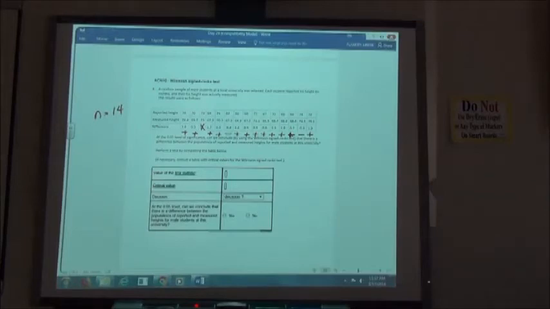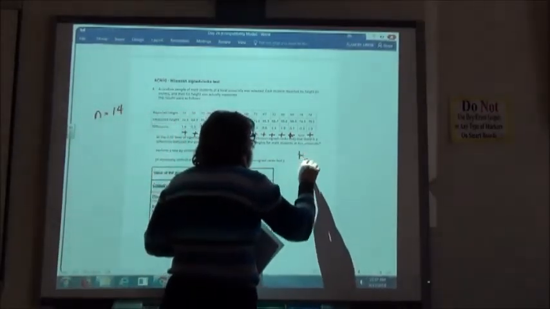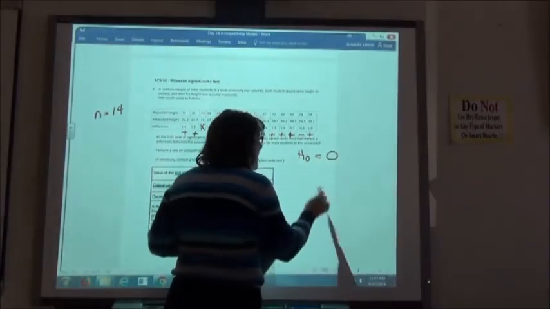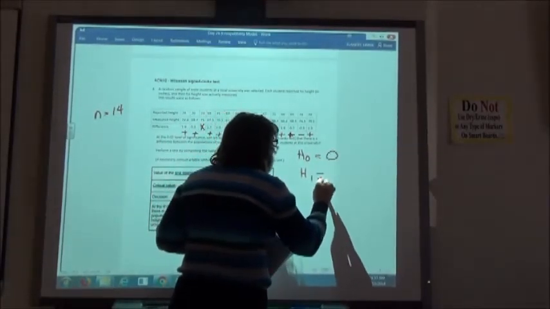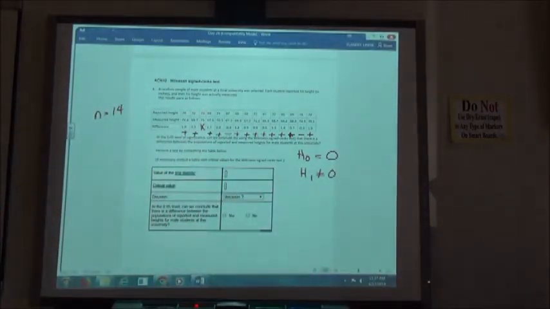Again, on this one, we want to conclude, is there a difference? So my null is going to be, is it equal to 0? My alternative one, is it not equal to 0? If it was exactly equal to 0, there would not be any difference.